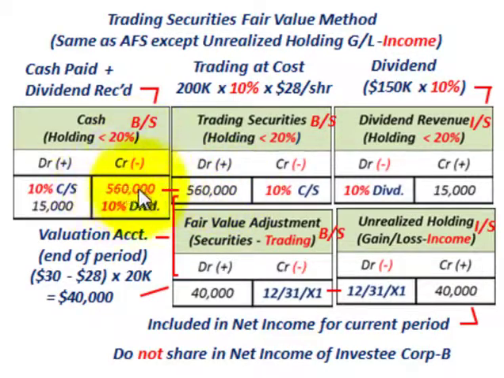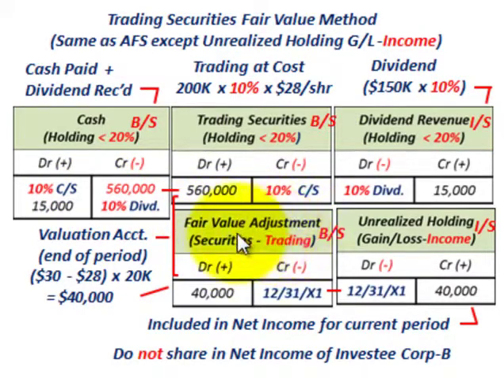They had to pay out $560,000, and same for the dividends. Same as the available for sale, you just get your share of the dividends. The total dividend paid by Corp B was $150,000 for the year. Corp A gets their 10% share, so they credit that for $15,000, and that's on the income statement as dividend revenue, and then for the cash, you would debit your cash for the cash receipts on those cash dividends paid for $15,000. Now we come down for the fair value adjustment.